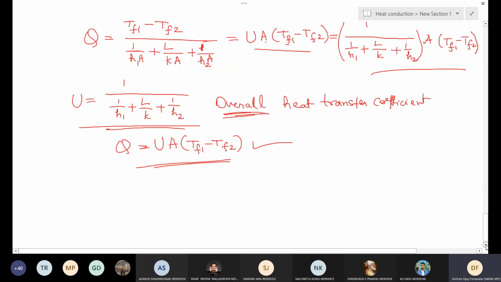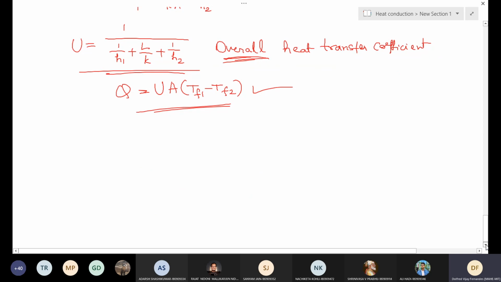Okay, so now we will move on to the next problem, that is composite, conjugate or combined heat transfer in cylindrical wall.